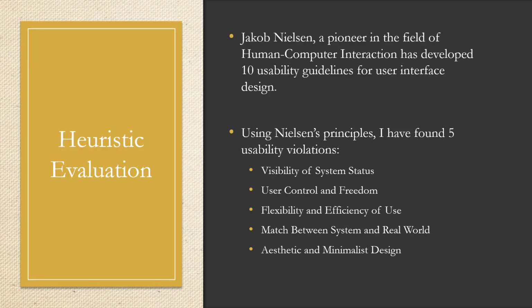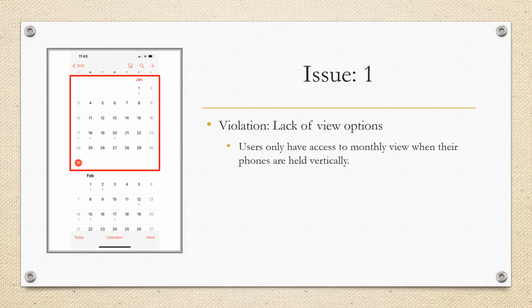I conducted a heuristic evaluation using Jacob Nielsen's usability guidelines for user interface design. Upon completing my evaluation, I discovered 5 usability violations. Issue number 1 is a lack of viewing options. Users can only access the monthly view when their phones are held vertically. They do not have access to a weekly or day view in this position.